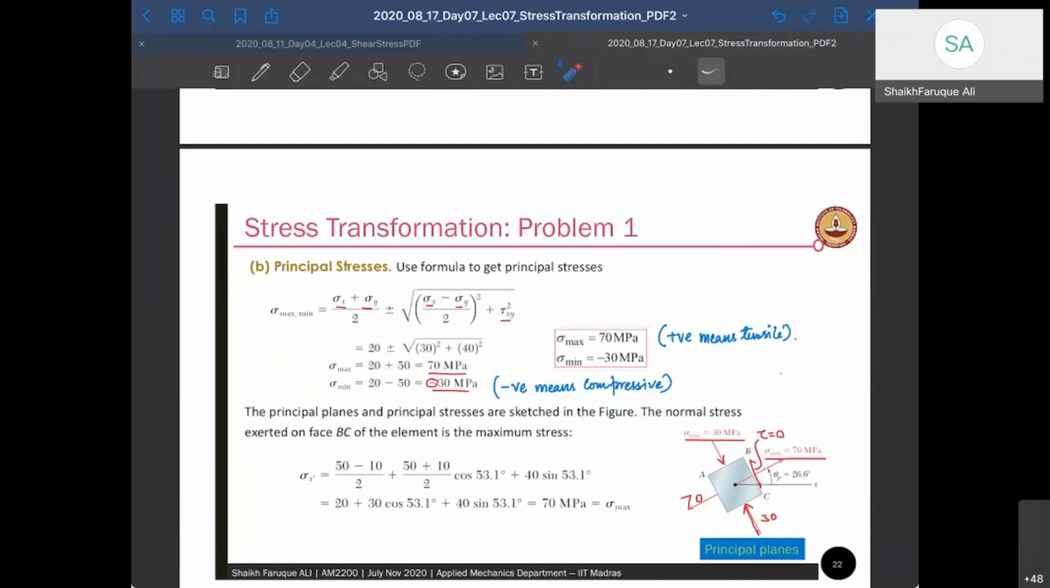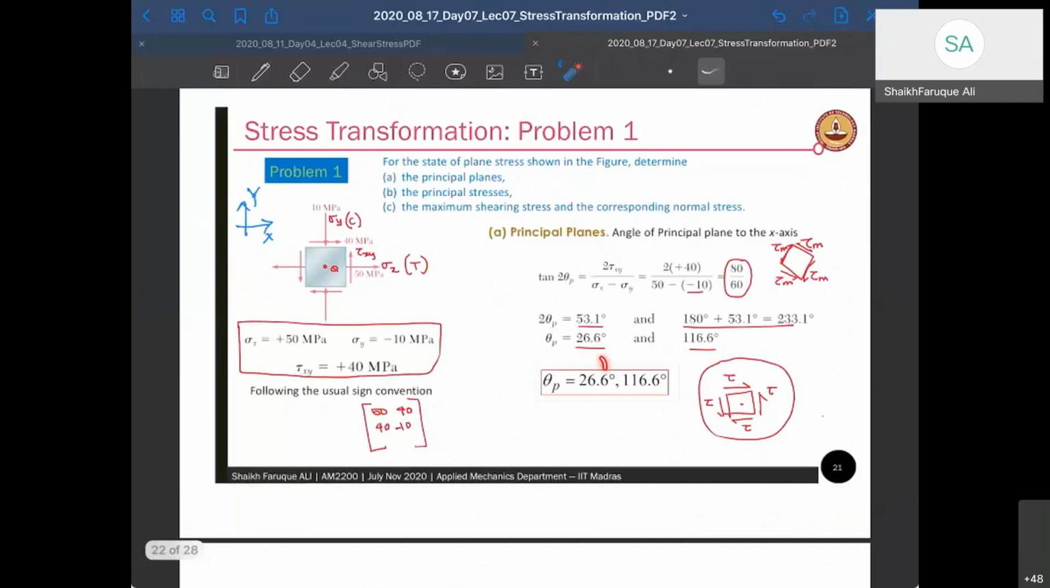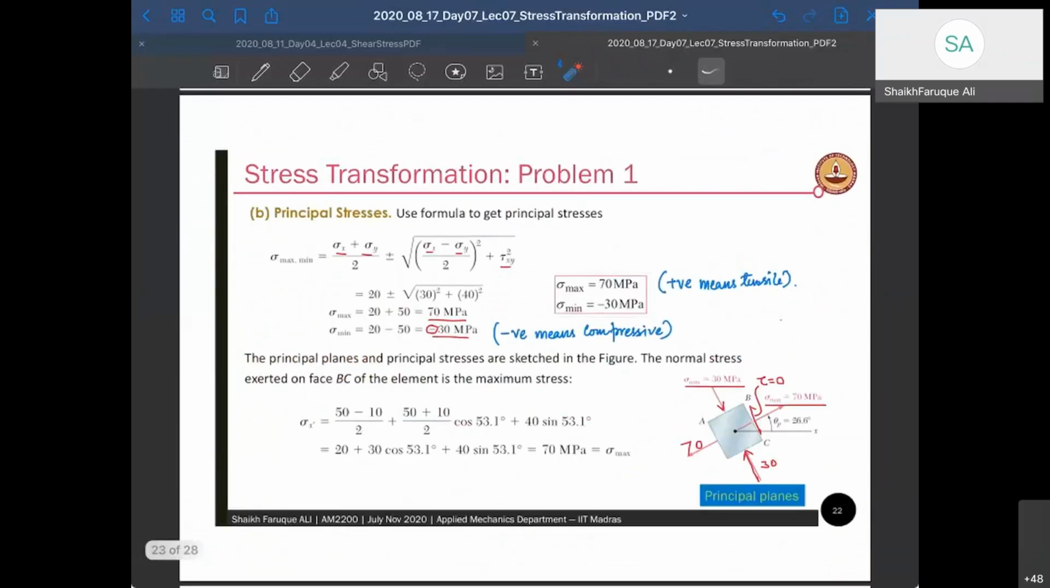Now if I need to draw the axis, draw the plane, how do you draw the plane? This is the plane that is drawn here. Now I have theta p as 26.6 degrees. First, I will draw my xy axis. This is my x axis, and that's my y axis. I need an x dash y dash axis which makes 26.6 degrees about this axis. So that may be this one.